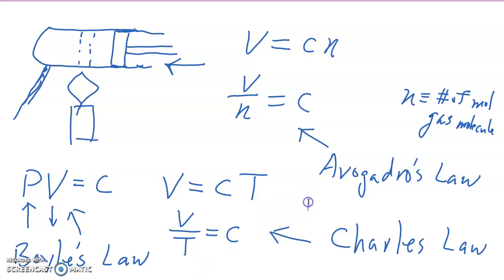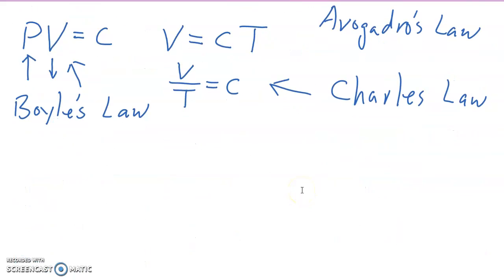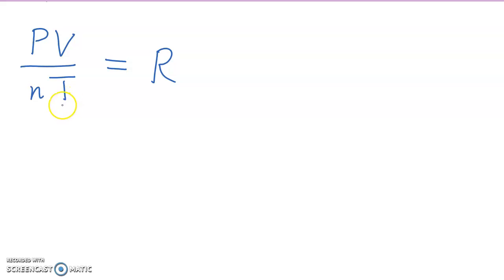There is a way to combine Avogadro's law, Charles' law, and Boyle's law, and that is called the ideal gas law. Ideal gas law says PV over NT will be equal to a proportional constant R. If you look at this one, it's a combination of Avogadro's law, Charles' law, and Boyle's law. Let's look at the unit of R.